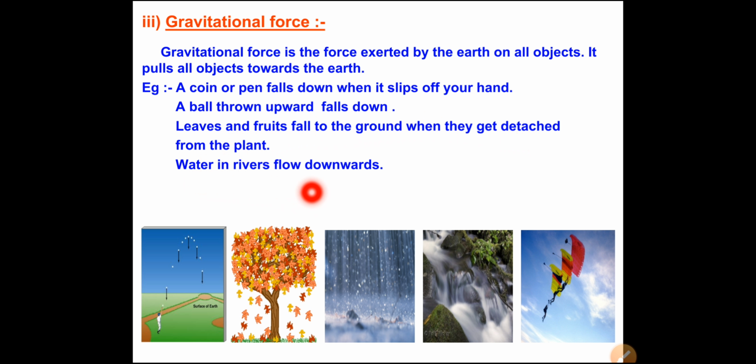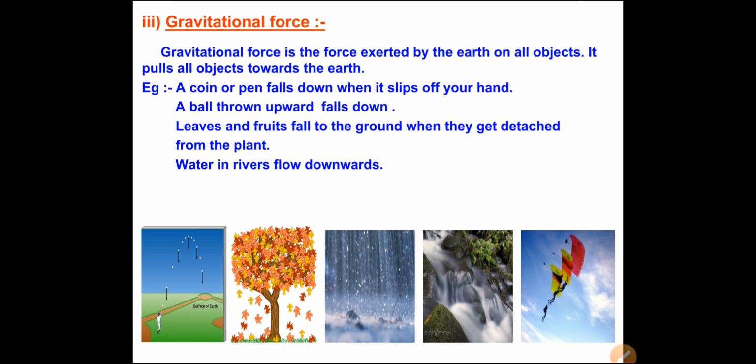Water from the river also flows downwards. Why are all these showing the direction downwards? Because of the gravitational force. Who exerts the gravitational force? Earth. And that gravitational force exerted by the earth on all objects pulls all the objects towards the earth.